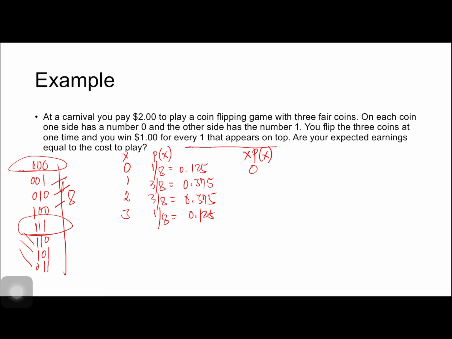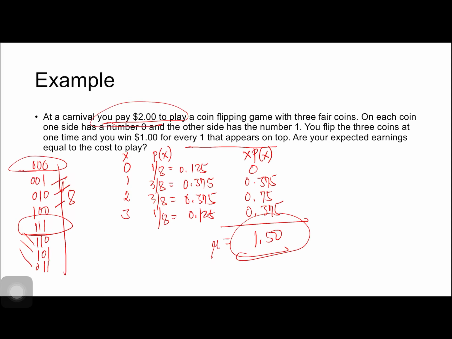Then let us compute x times the probability of x. We have there 0, 0.375, 0.75, then 0.375. Okay? For the summation, we have there 1.50. So our expected earnings is only $1.50 while we are paying $2. Okay?